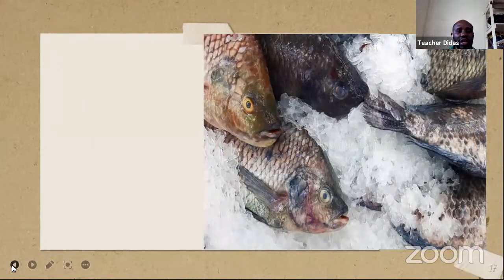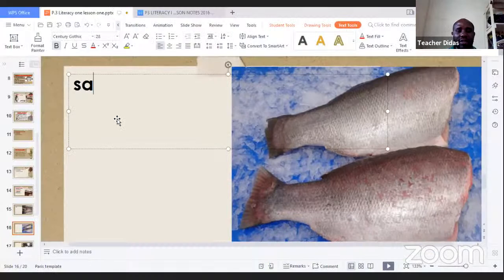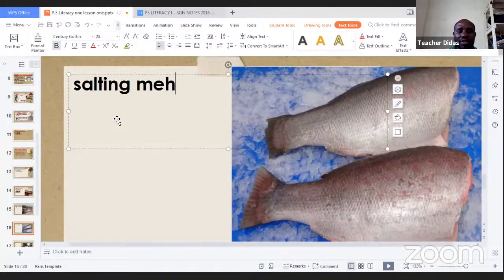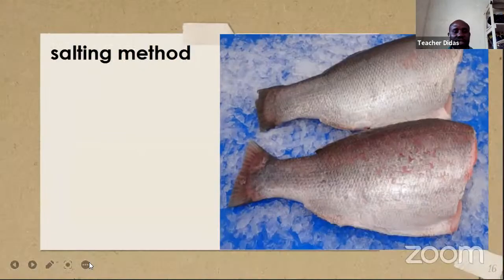Then here, we are adding salt. We are salting it here. This is the salting method. As you can see, you can see all of us there. That's the salting method.